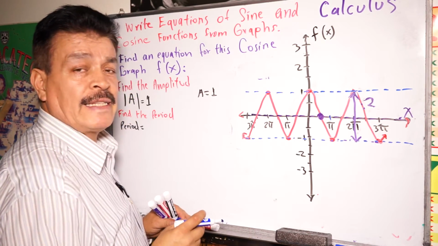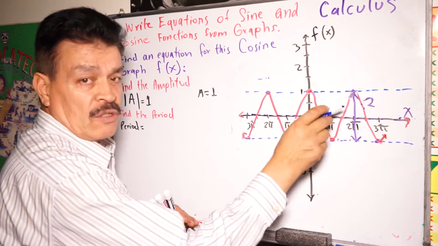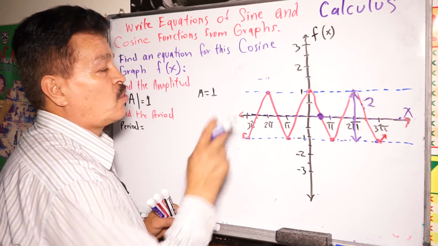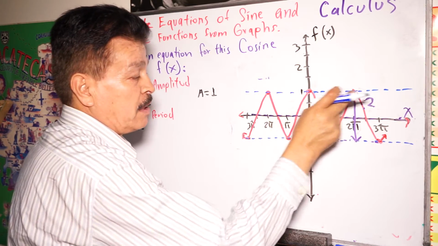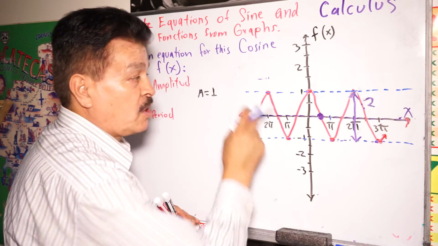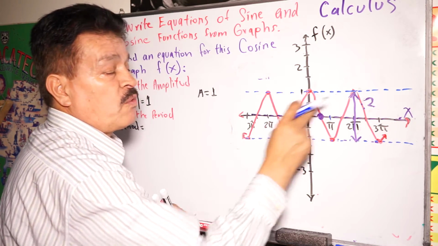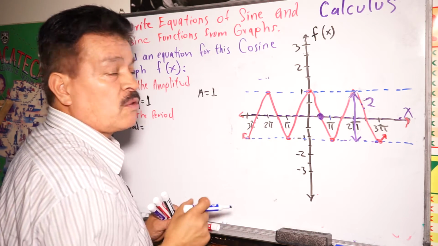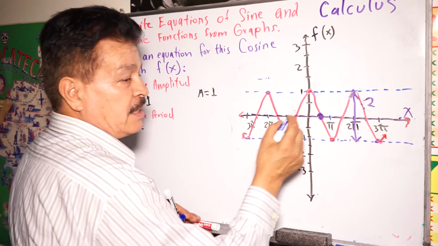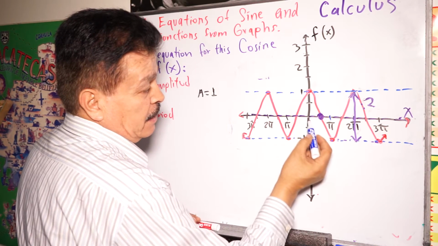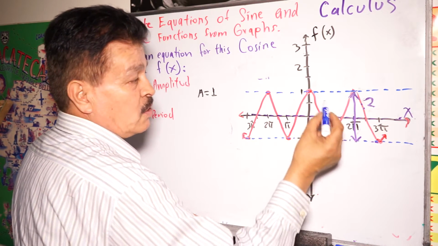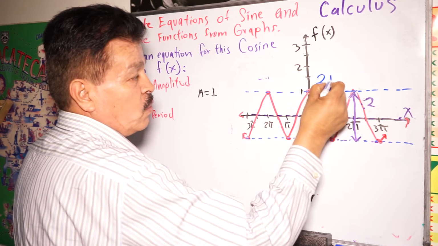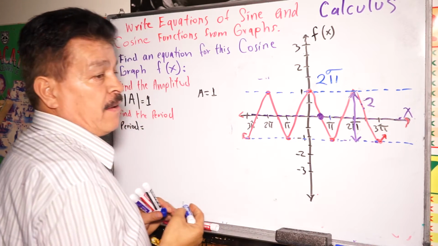Find the horizontal distance. We need to find the horizontal distance between two consecutive maximums. So this is the maximum, this is the minimum, this is the minimum, this is the maximum. So we need to find the distance between two consecutive maximums. Here is 1 and 2 what? 2 pi. 2 pi. This is the period.